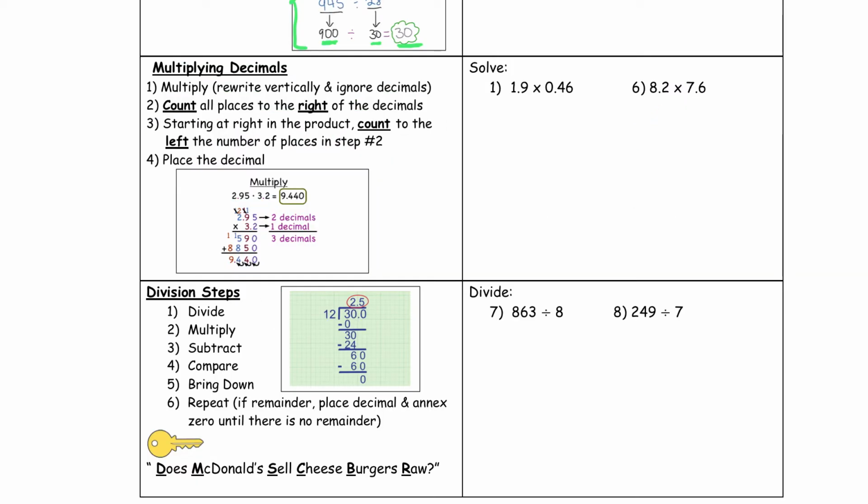The next topic we have is now multiplying decimals. So when we multiply decimals, we multiply, rewrite vertically and ignore the decimals.